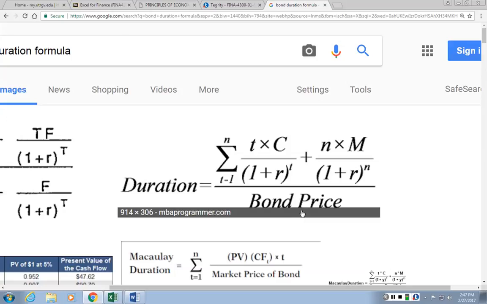Now, if we go through the formula, what do you think C is in this one? It's the coupon payment, right? What is T? Time. N will be what? It is time, but it is the maturity, the number of total payments. M is what? That's the par value, because it happens on maturity. R equals the YTM discount rate, and then this is the bond price.